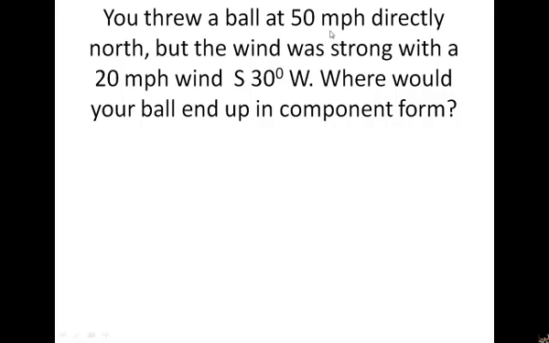So let's say that you threw a ball at 50 miles per hour directly north. Okay, so here's that ball. It's directly north. It's 50 miles per hour. And I am going to just draw a coordinate grid here. Okay, so there's my coordinate grid, and here's my vector that's representing the situation right here. But there was a strong wind with a force of 25 miles per hour going 30 degrees west of south. So what we're considering here is something where there's two forces at work.